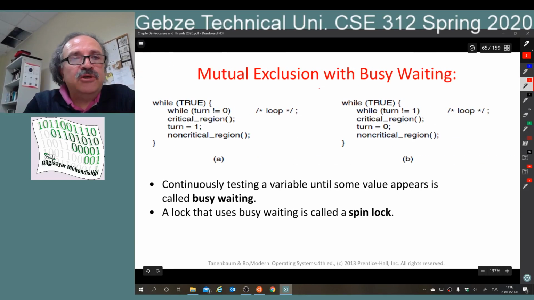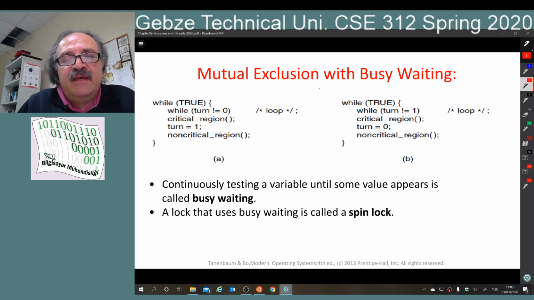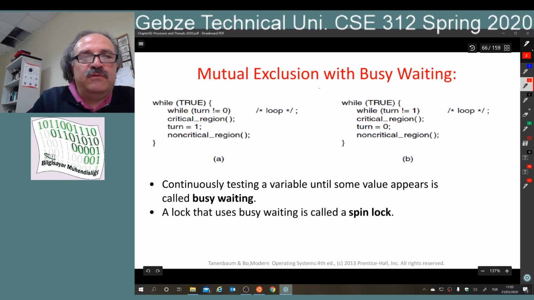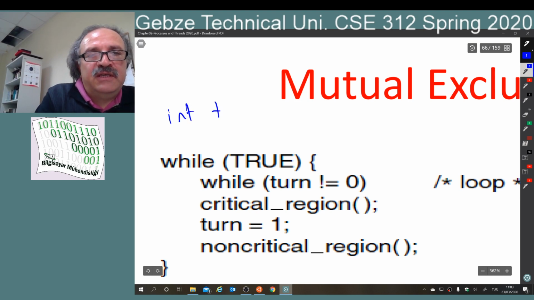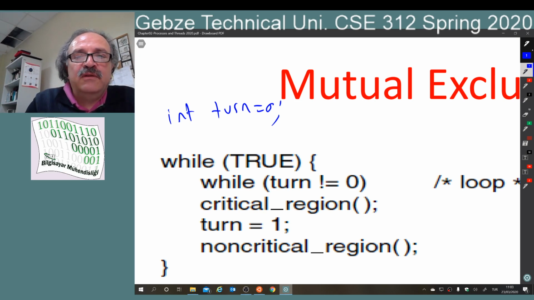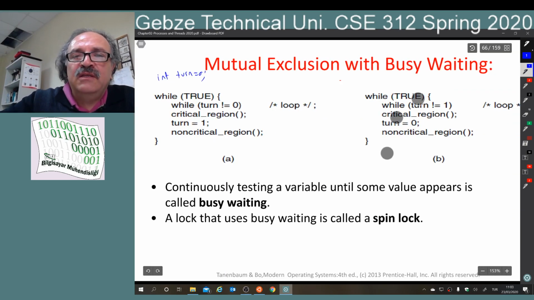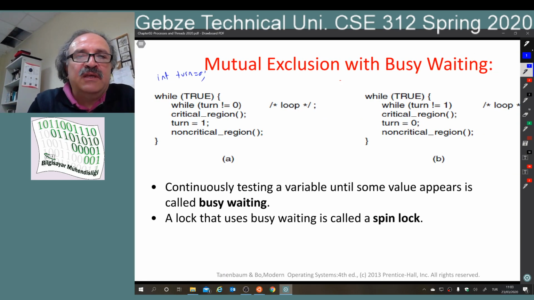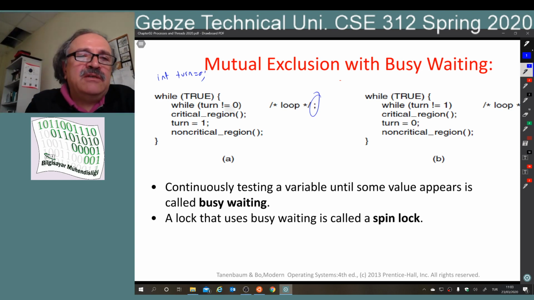Okay, so the book gave an example. It said that there is a global variable named turn. It is an integer. At the beginning, turn is 0. If turn is 0, this thread can enter the critical region. If turn is 1, the other process can enter the critical region. It says that if the turn is not 0, then I will be in an infinite loop, busy waiting. If turn is 0, I will enter it.